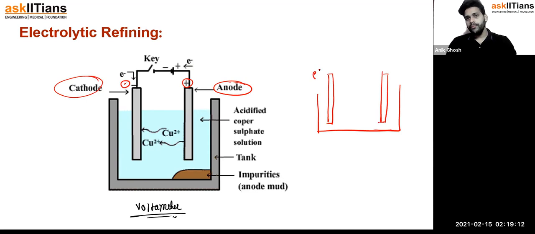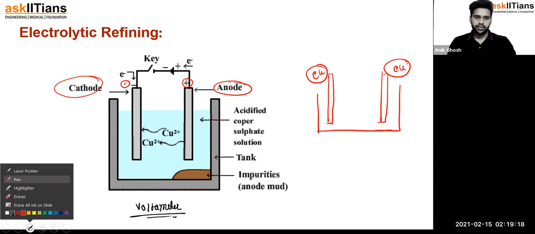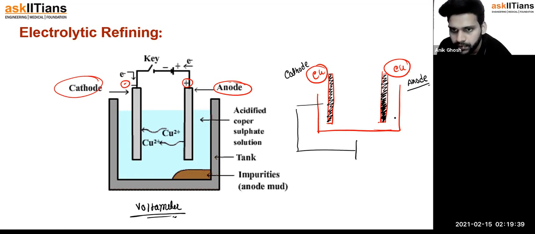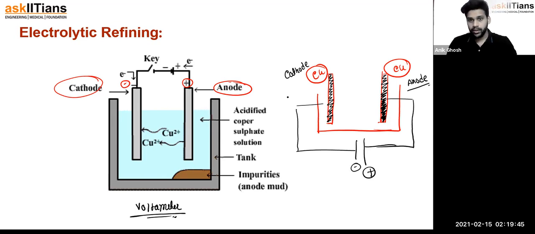Both the electrodes are made up of copper. So both the cathode and the anode, this is the cathode, this is the anode, and this is the battery. Both of them are made up of copper now, cathode and anode. So this is going to be negative charge, this is going to be positive charge.